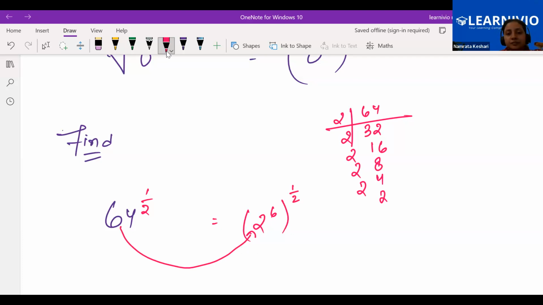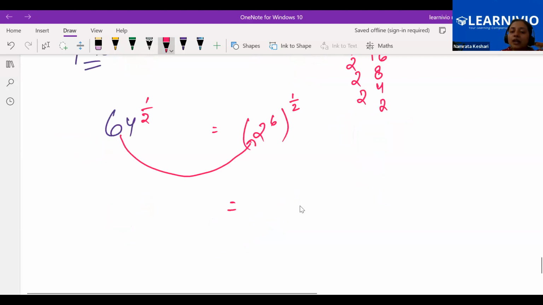Yes, ma'am. And then one more power is there, 1 by 2. Now we are allowed to do the multiplication of powers, so it will be like this. We are also allowed to do the cancellation of power with power. Answer is 2 cube, or you can say answer is 8. Any confusion? No, ma'am.